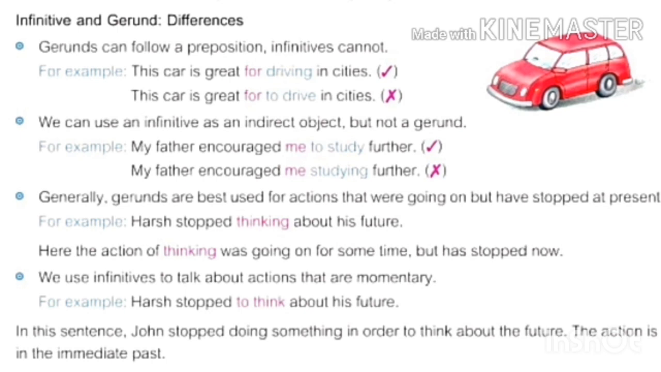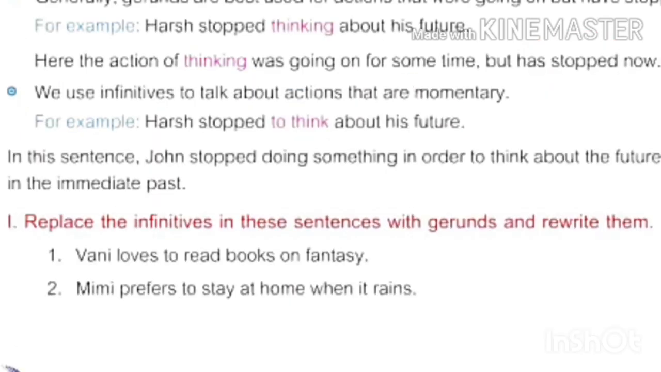So in this sentence, Harsh stopped doing something in order to think about the future. Now I hope that it would be clear to you, and keeping these 4 rules in your mind, we have to do the next exercise, that is exercise I. Replace the infinitives in these sentences with gerunds and rewrite them. Here already in the sentences you would find an infinitive and you have to replace those infinitives with gerunds.